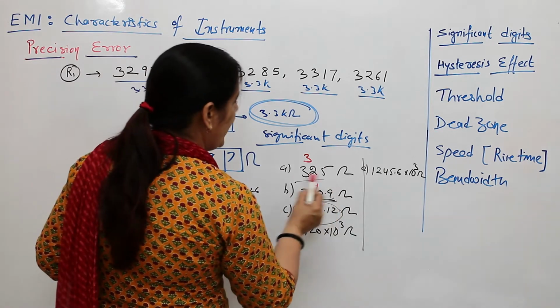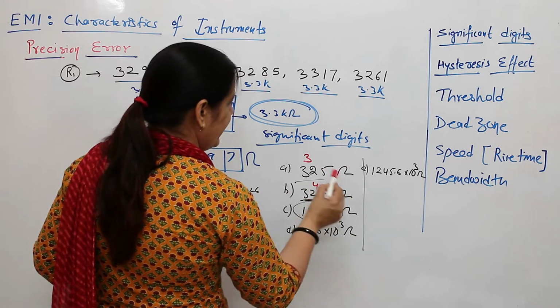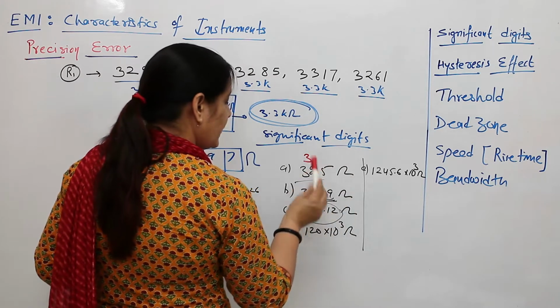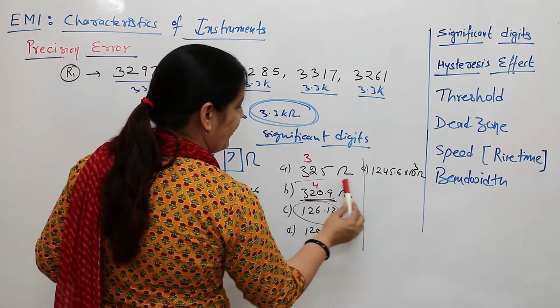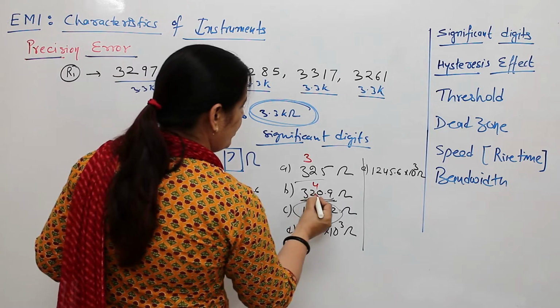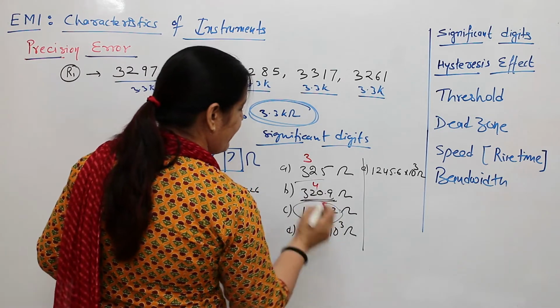320.9. So you have to calculate the total number of digits in the measurement and you will find out the significant digits. You will calculate both the decimal digits and fractional digits. Okay. So 1, 2, 3, 4, 1, 2, 3, 4, 5. Here the significant digits are 5.